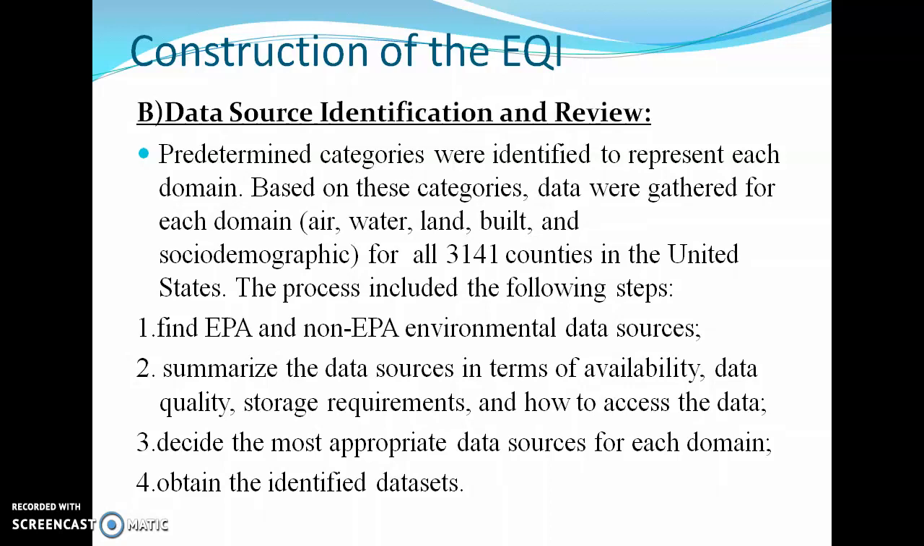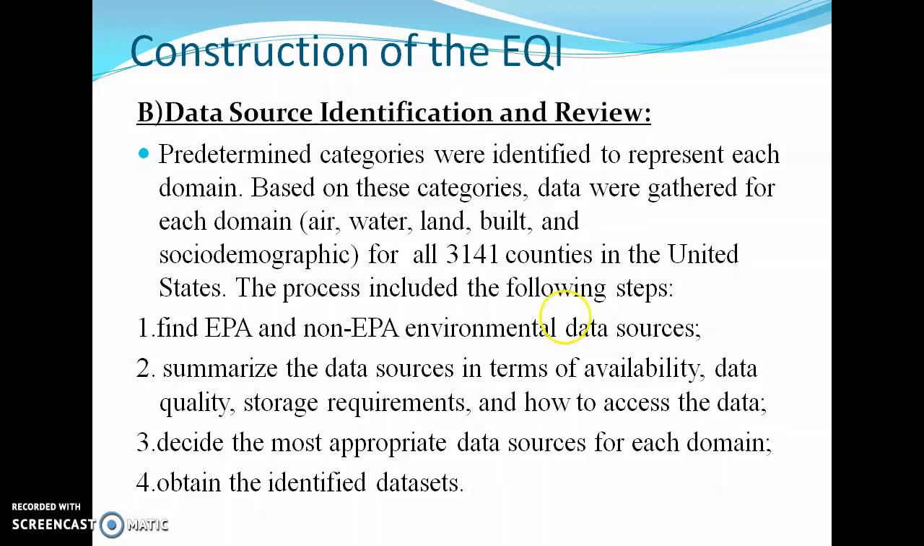First is find EPA and non-EPA environmental data sources. Second is summarize the data source in terms of availability, data quality, storage requirement and how to access the data. Third is decide the most appropriate data source for each domain. And fourth is obtain the identified data set. So in short, we have defined the 5 domains. Then for each domain we have to find out the data source. Okay, so till now we have identified the data source.